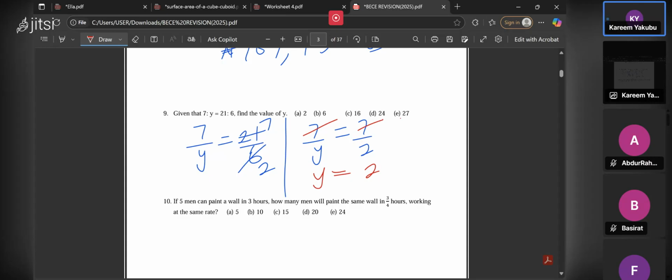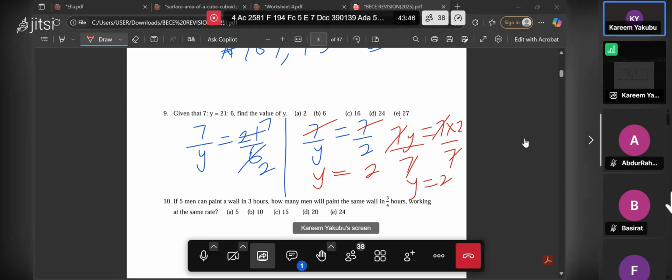Because you are solving objectives, they are not going to see your workings. Even if you do this in an exam in a theory question, you are still correct, because when you cross multiply, you have 7y equals 7 times 2, which is 14. So you divide both sides by 7, 7 cancels 7, and y will still be equal to 2. I hope this is clear to each and every one of you. All right, if that is clear to you, we move to the next question.